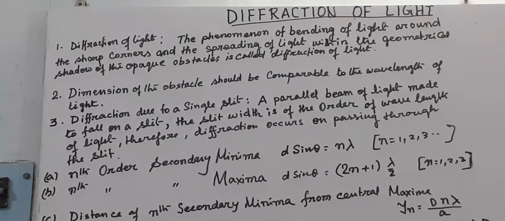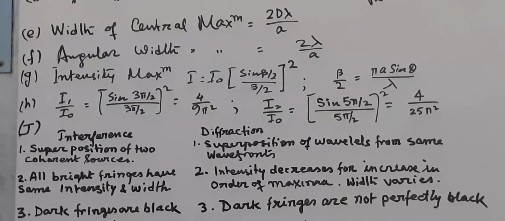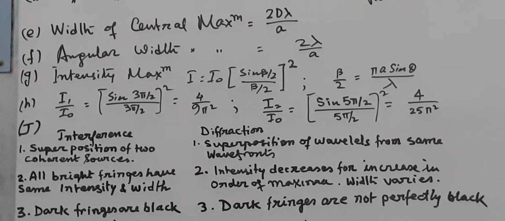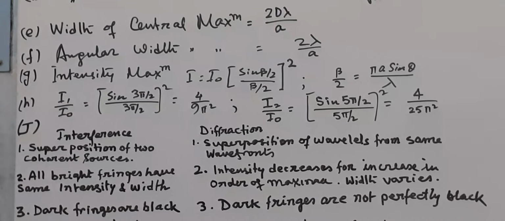Now, the basic definition of diffraction due to a single slit. A parallel beam of light is made to fall on a slit. The slit width is of the order of the wavelength of light. Therefore, diffraction occurs on passing through the slit. Now, nth order secondary minima: d sin theta equals n lambda, where n equals 1, 2, 3.